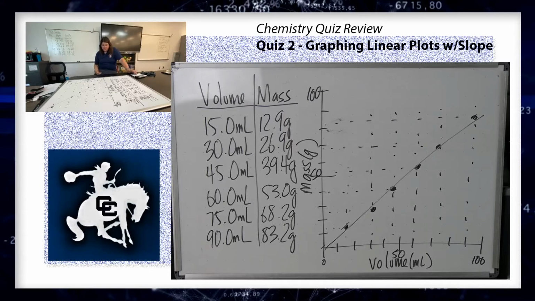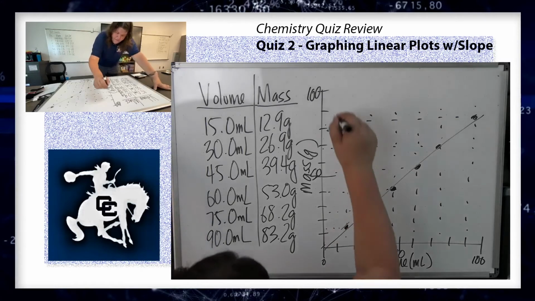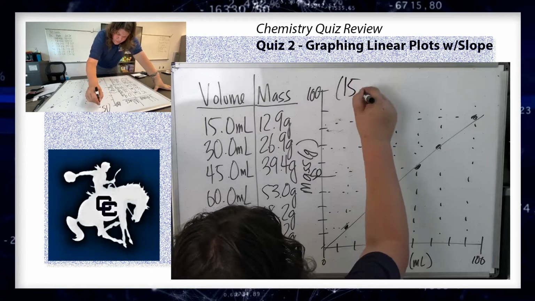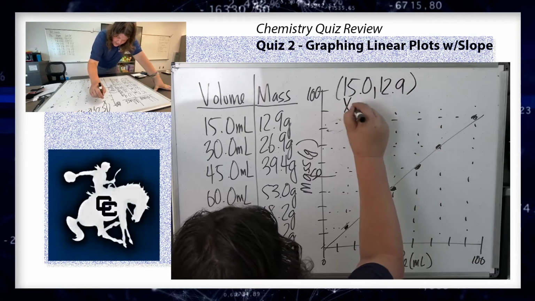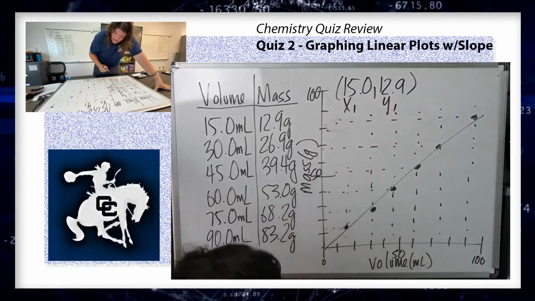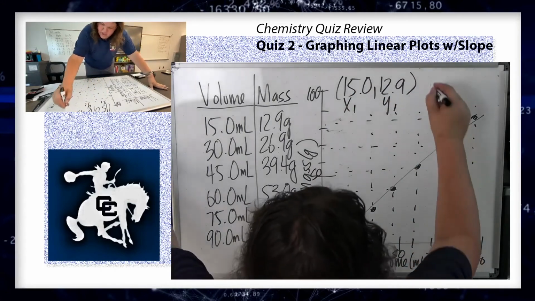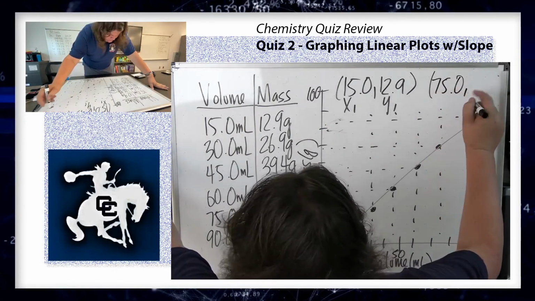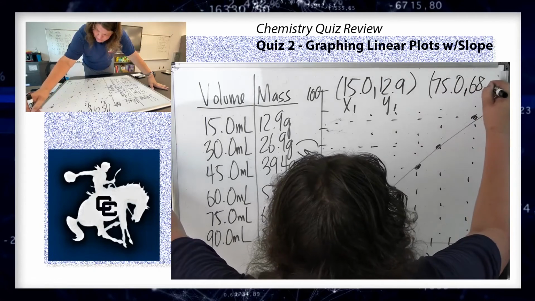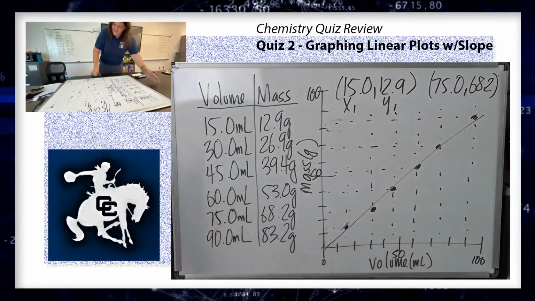I'm going to pick the first point that's closest to the line. I'll pick the first one. The first one is 15.0 and 12.9. I'm going to call that x1, y1. The second one, I'm going to pick this point here, which in this case is 75.0 and 68.2. Given that information, I should be able to calculate the slope.